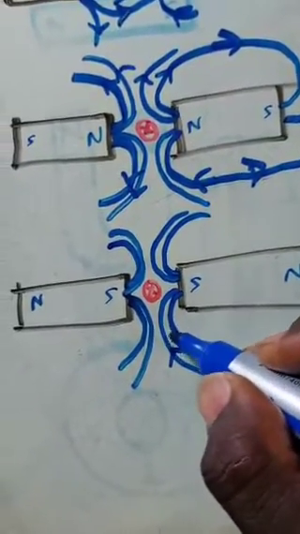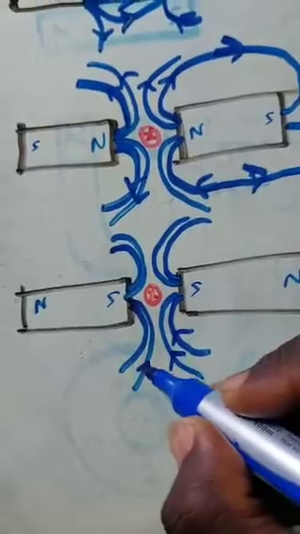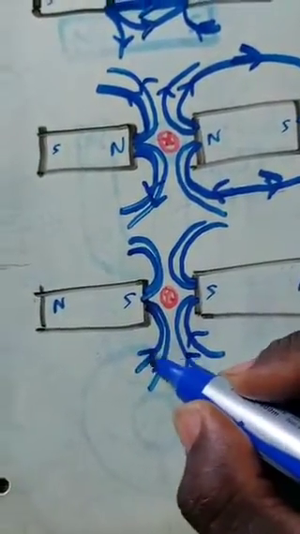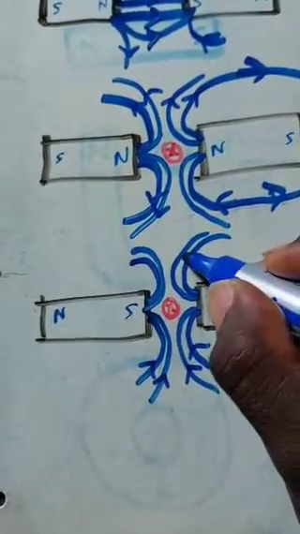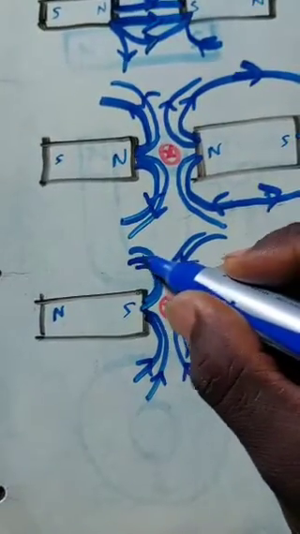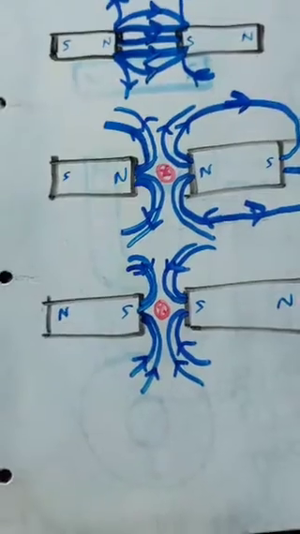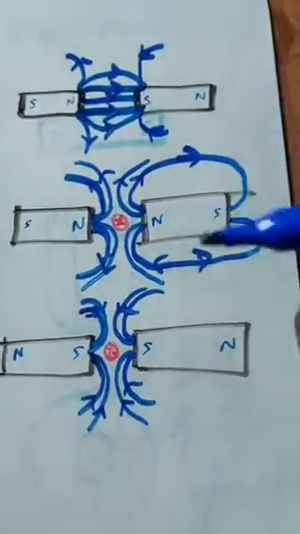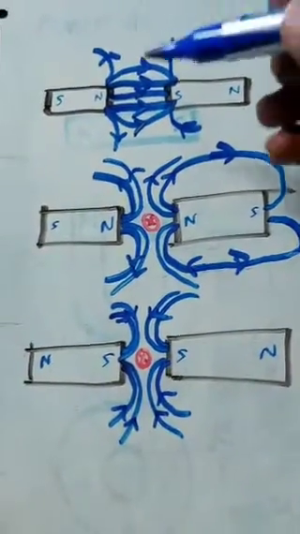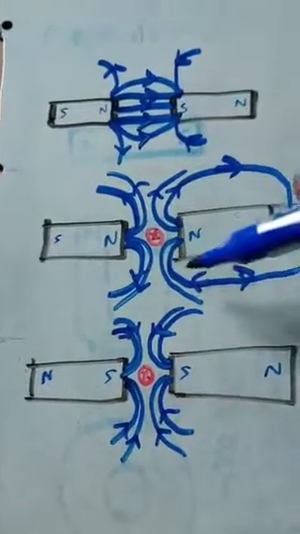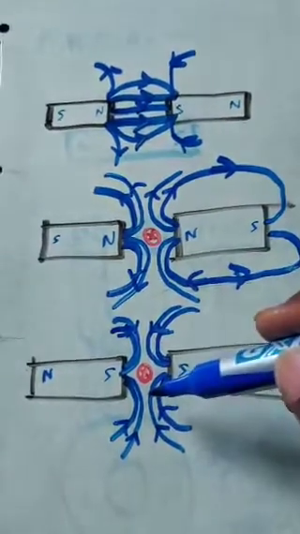So arrows are very important. We should show that magnetic field lines are entering the south, because all magnetic field lines come from north and they go to the south. So for all these, the field lines must be entering the south like that. These are the three types of magnetic fields that we can have between two unlike poles, between two norths, and between two souths.